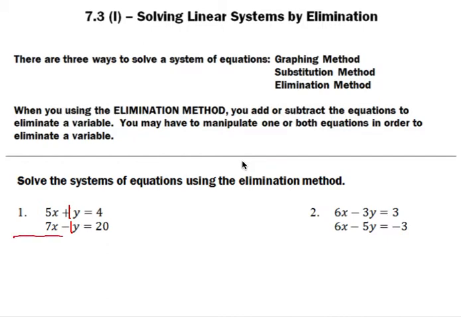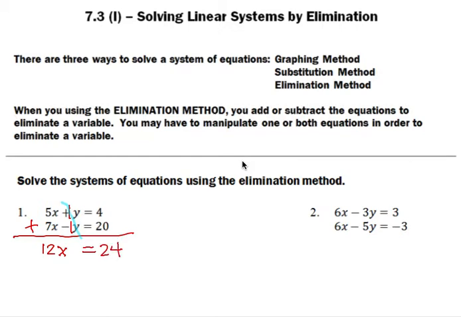So when I add these two equations together, 5x plus 7x is going to give me 12x, but 1y plus negative 1y, 1 minus 1 is 0. So those y's then are gone. They have canceled each other out. So then this is equal to 4 plus 20 is 24.